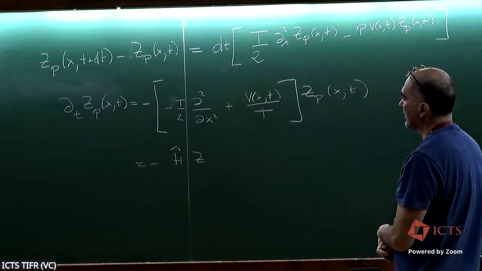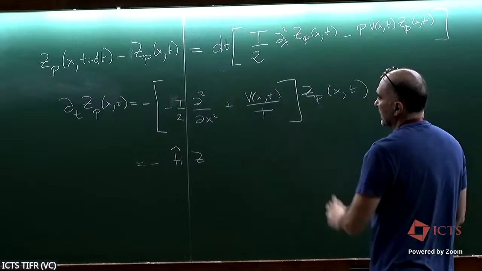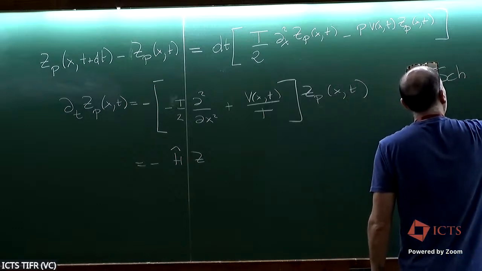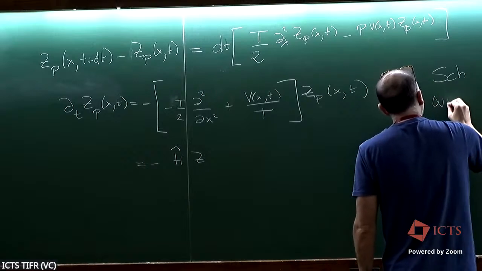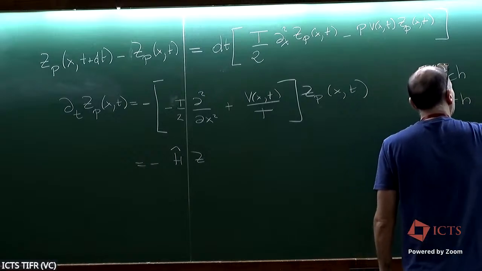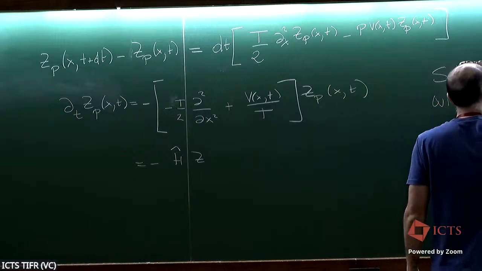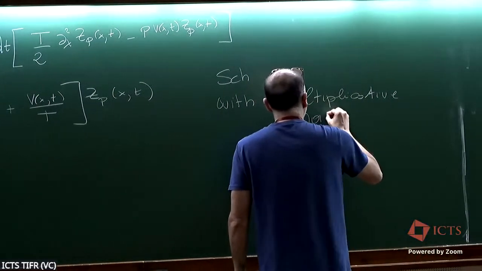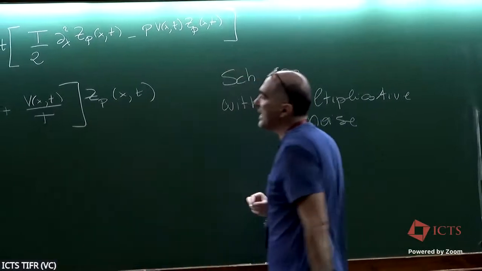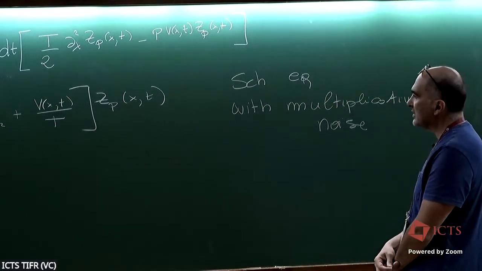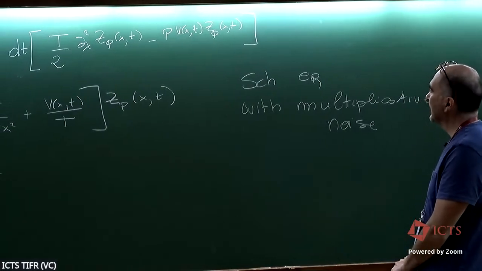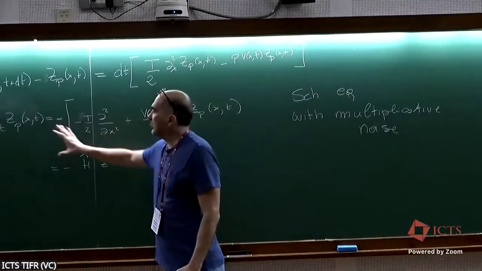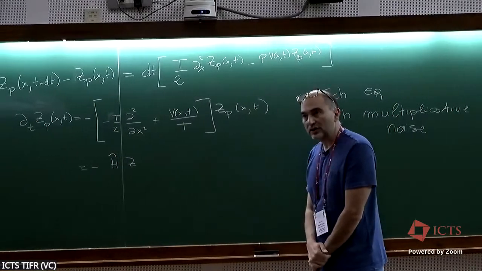And this is a Langevin noise. This is not an additive noise. This is a multiplicative noise. So this is a Schrödinger equation, and this is an equation with multiplicative noise, because V multiplies Z, okay? And so it's difficult to deal with them, but we have a form which is suggestive because it's the Schrödinger equation.